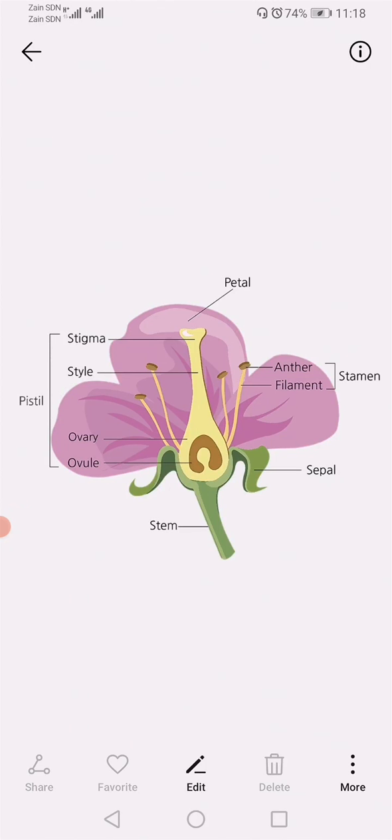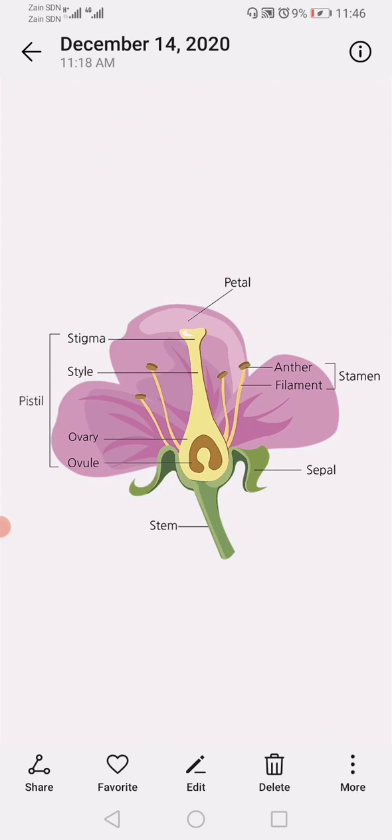Our lesson today is about the parts of the flower. As you see, these are the parts of the flower. Please focus with me: at the center of the flower we have the stigma, style, ovary, and ovules.